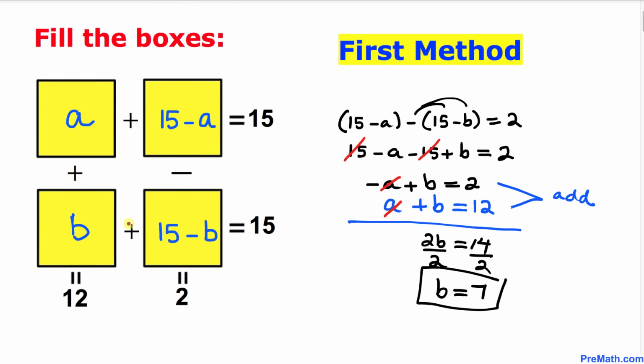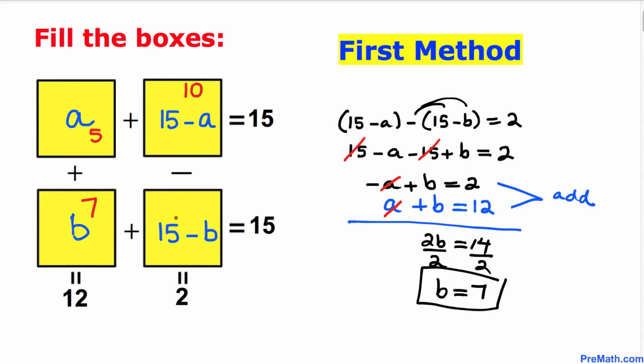So that means our B value turns out to be 7. So now we know that A has got to be 5 because 5 plus 7 is going to give us 12. And this next box we have 15 minus A. So 15 minus A is 5. So 15 minus 5 is going to be 10. So the value of this box is going to be 10. 5 plus 10 is going to give us 15.